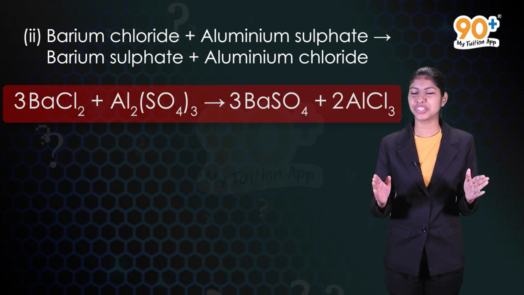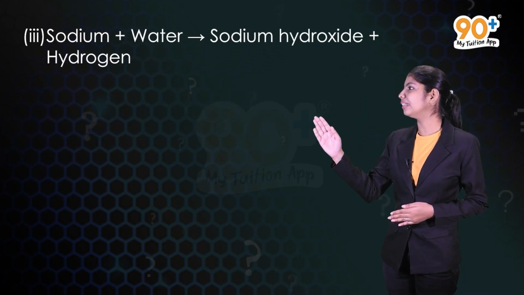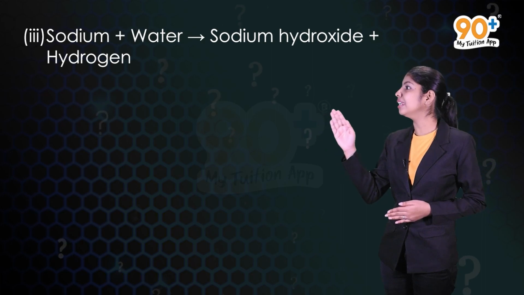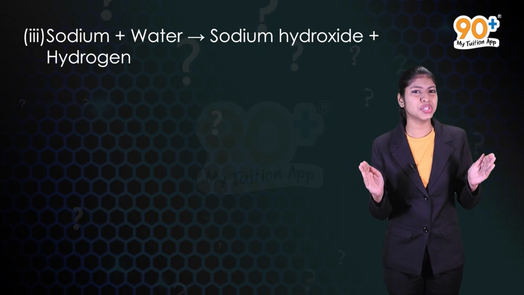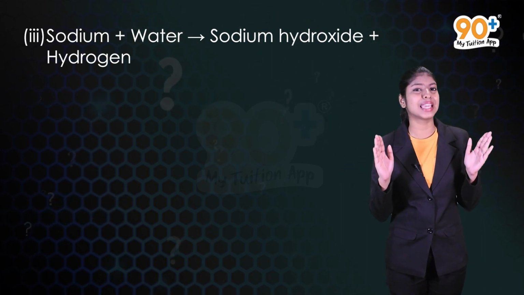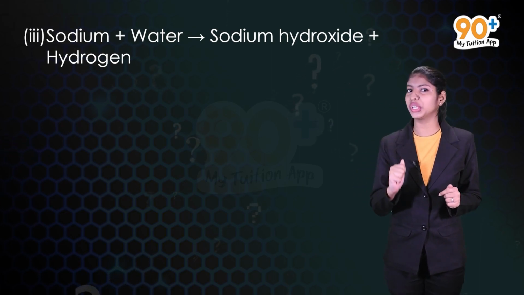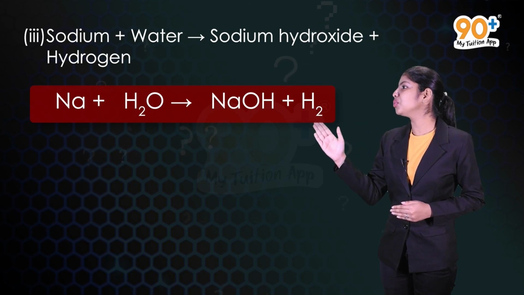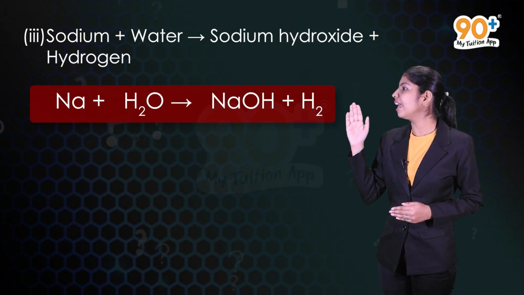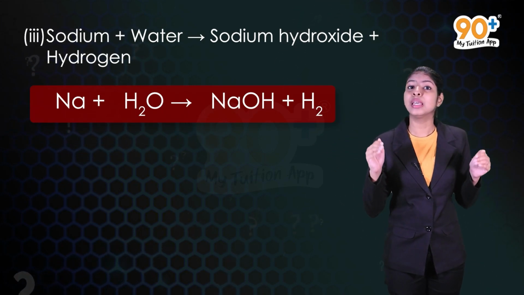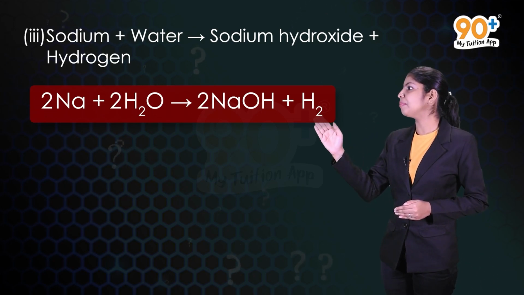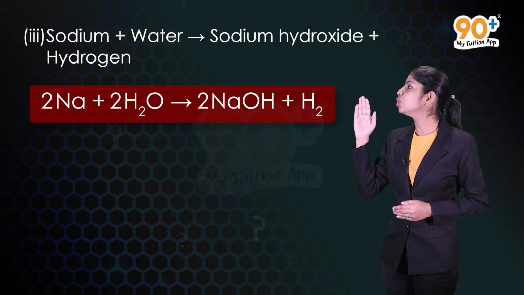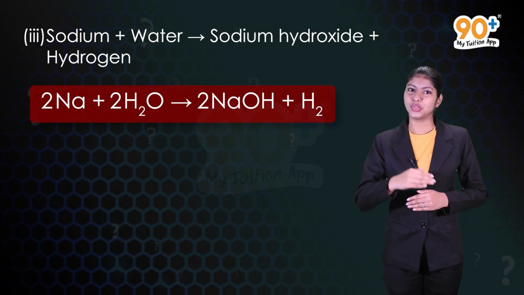The third reaction is sodium plus water gives sodium hydroxide plus hydrogen. So tell me, how can we write the chemical equation for this word equation? Yes, Na plus H2O gives NaOH plus H2. On balancing, we will get 2Na plus 2H2O gives 2NaOH plus H2.